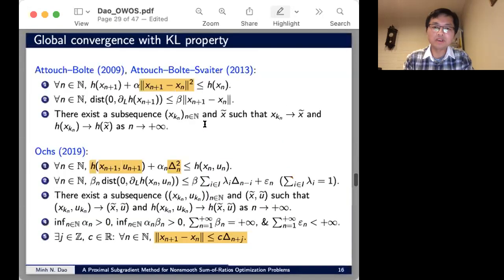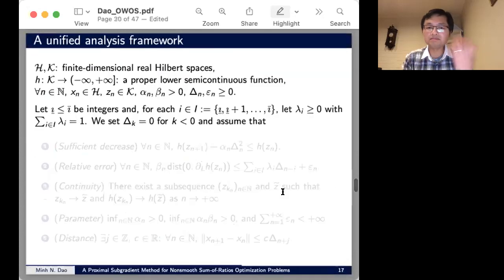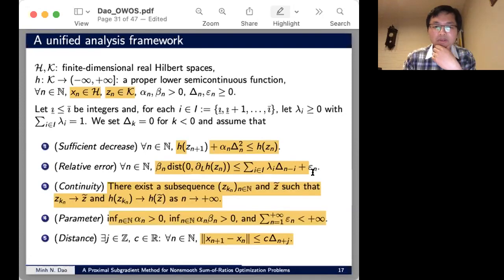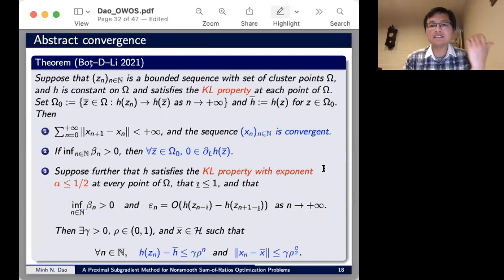And in the framework of Peter Ochs, we don't have the rate of convergence. So we still have the relative error epsilon here, but we still get the rate of convergence for the abstract convergence. Yes.